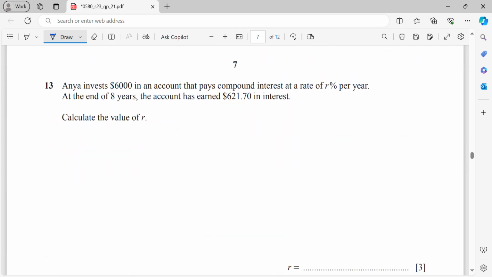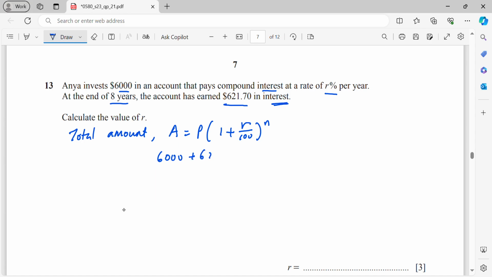Question 13. Anya invests $6,000 in an account that pays compound interest at a rate of R% per year. At the end of 8 years, the account has earned $621.70 in interest. Calculate the value of R. Now the total amount A is P bracket 1 plus R over 100 to the power of N. So the total amount is basically 6,000 plus 621.70.